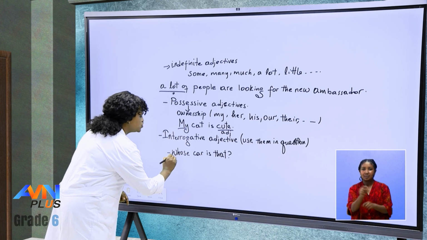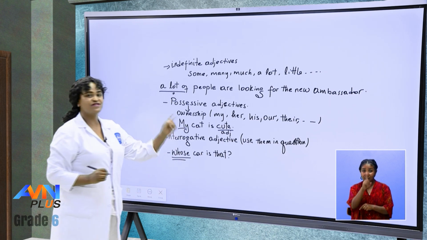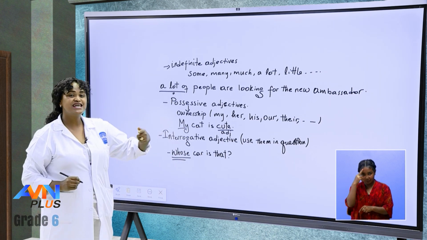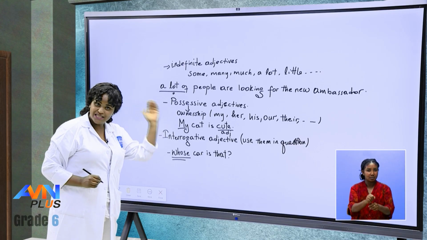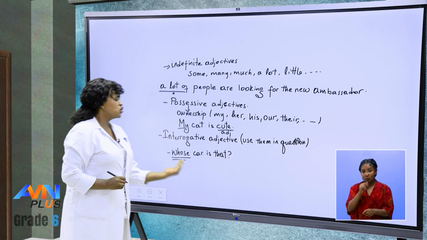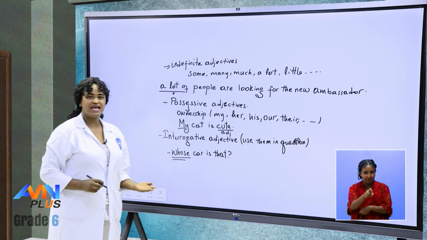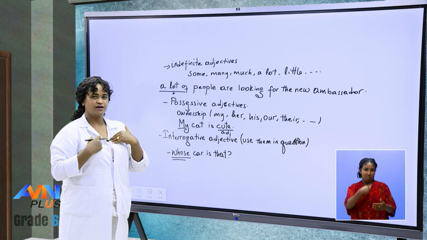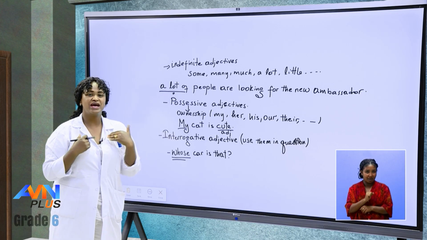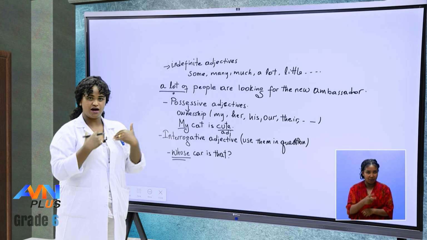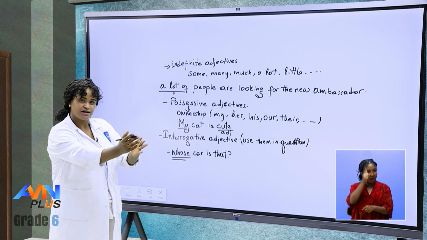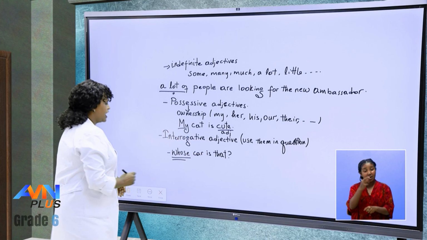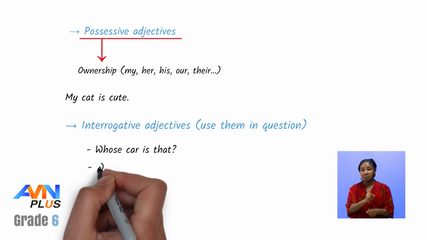The word whose here is what? Interrogative adjective, because your answer is going to tell what? Yes, a possessive adjective. Very good. When I say whose car is that, you might say that is my car. Now, didn't we make it specific? My car, or his car, or Ayele's car. Yes? And another is what?